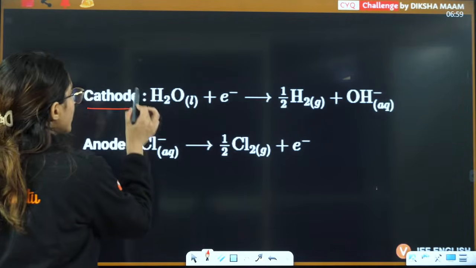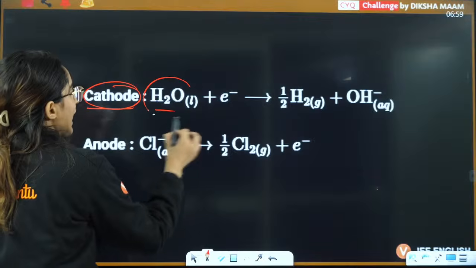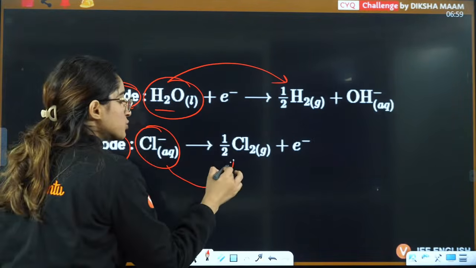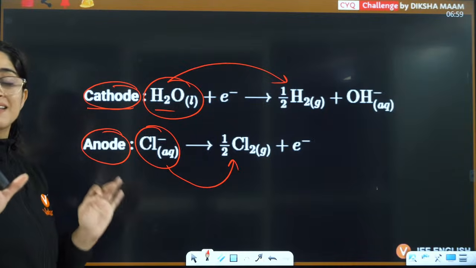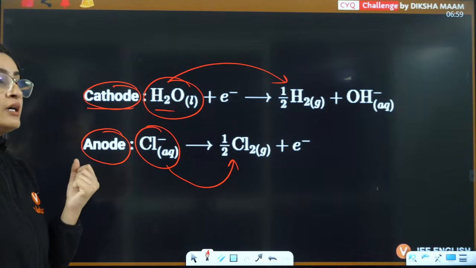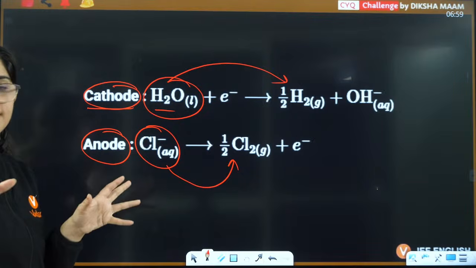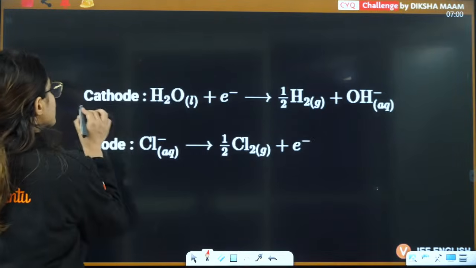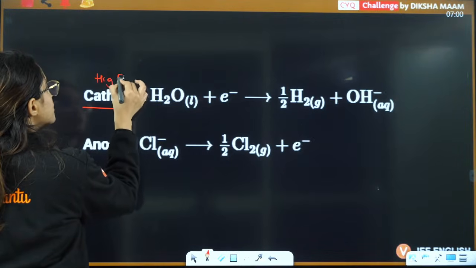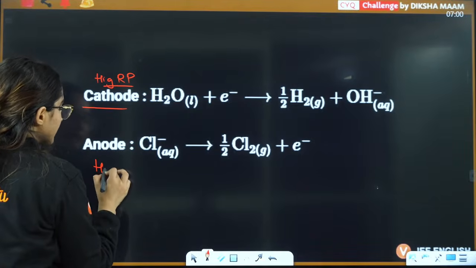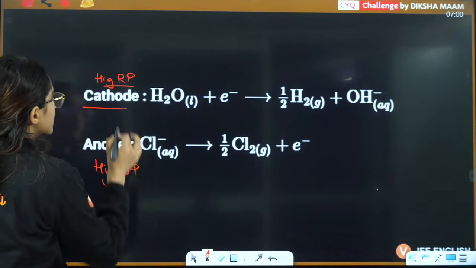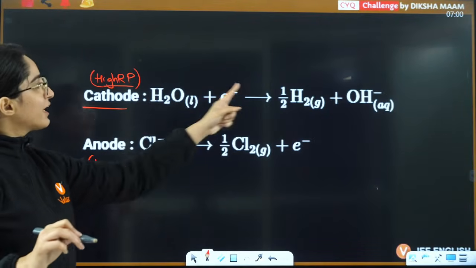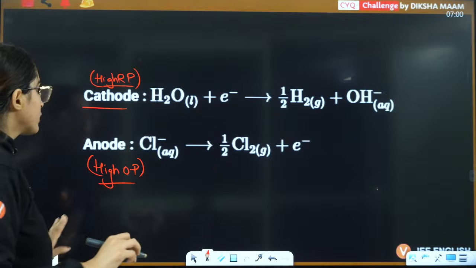Let's see it in the full-fledged reaction. So at cathode, which thing will be chosen? H2O getting converted to H2. At anode, Cl- getting converted to Cl2 will be chosen, right? This is according to the selection process. At cathode, that thing will be selected which has high reduction potential, and at anode, that thing will be selected which has high oxidation potential. So according to that you have chosen here water getting converted to H2, here Cl- getting converted to Cl2.